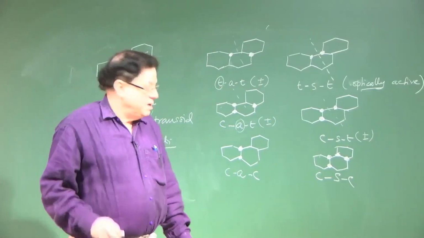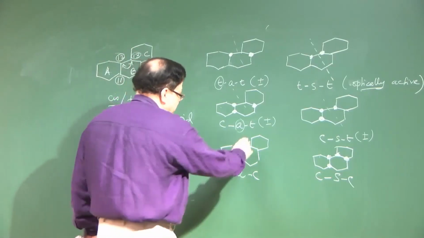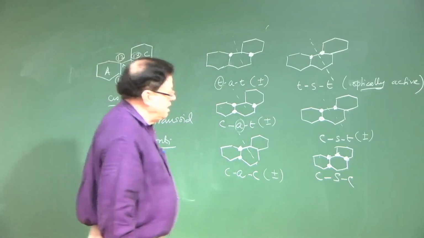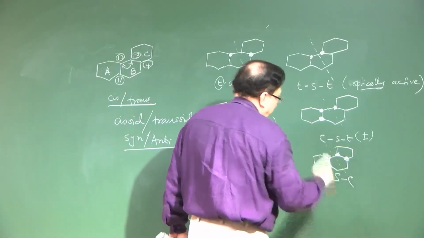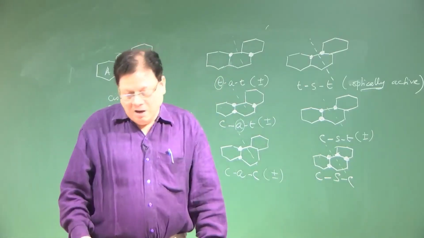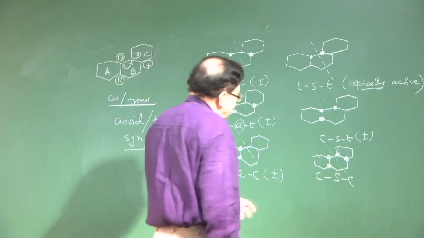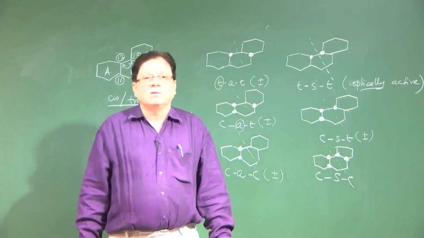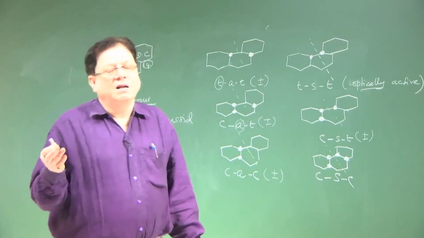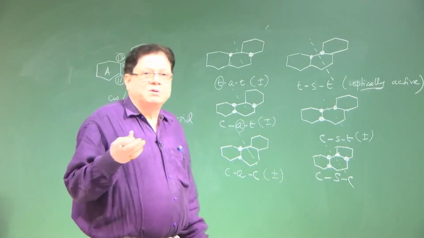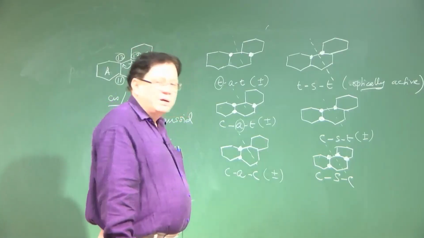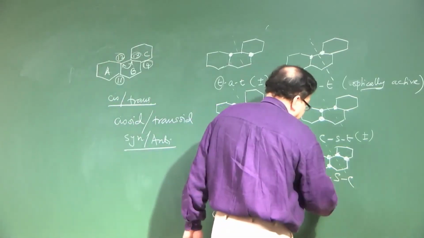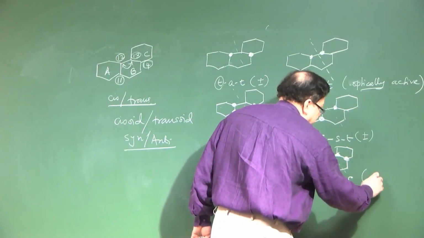Minus, that means a DL pair. Then CAC should also exist as a plus-minus mixture, and CSC obviously will have an apparent plane of symmetry. I use the word apparent because here you never know the orientations of these hydrogens. If one is equatorial and another is axial, then you will not have any plane of symmetry. However, in the planar structure it is showing a plane of symmetry, so the better word is an apparent plane of symmetry. So, that will be optically inactive.